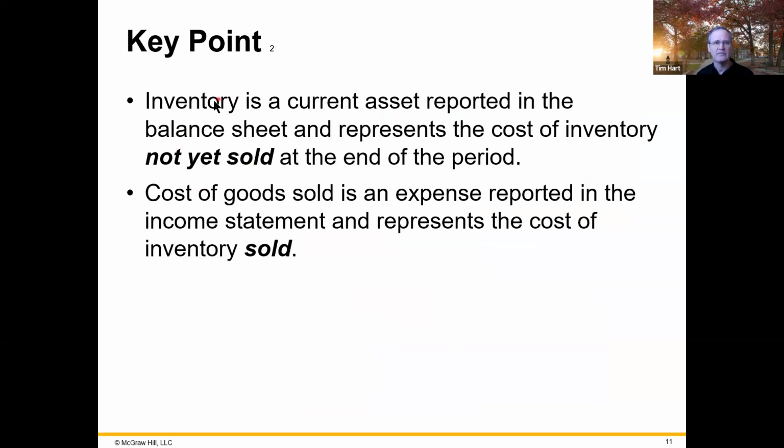And the key point here, the inventory, it's a current asset because we're expecting it to be sold in the current year. Even if it's not, it's a reasonable hope and expectation, part of our business, that it will be sold in the current year. So it is a current asset, or within this rolling 1 year period. And the cost of goods sold is an expense reported on the income statement and represents the cost of that inventory sold.